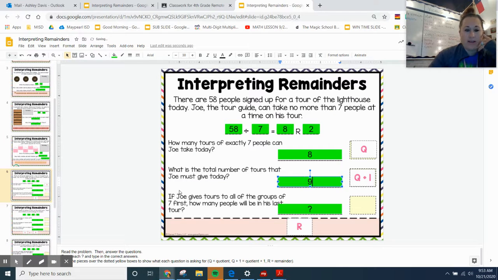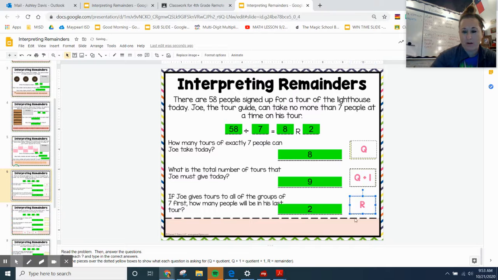All right. Then the last question says, if Joe gives tours to all of the groups of 7 first, how many people will be in his last tour? So that's how many people are left over. Okay, there are 2 people left over, so that is our remainder.